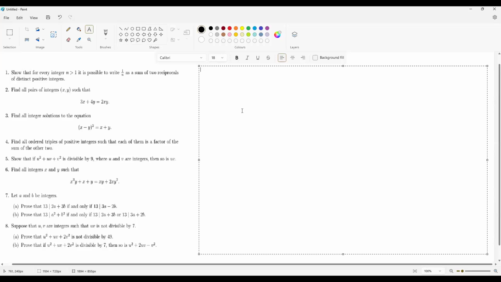Problem one, and I won't go through all of them by the way. Show that for every integer n bigger than 1, it is possible to write 1 over n as the sum of two reciprocals of distinct positive integers. So how would I approach this? Let's say n is equal to 2, then 1 over 2 is equal to the sum of two reciprocals, a and b are distinct.